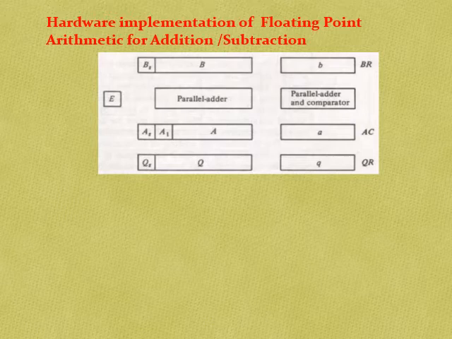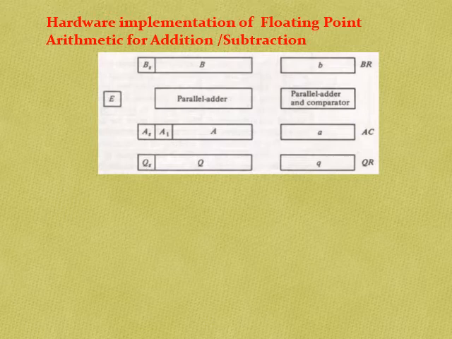So here we can see the hardware implementation part of the floating point addition and subtraction. These are the hardware requirements, or the register requirements, for the floating point addition and subtraction. As you can see, it is very much similar to the fixed point arithmetic. Here are some registers which are given a particular name, and the parallel adder. We'll see one by one what the registers are.